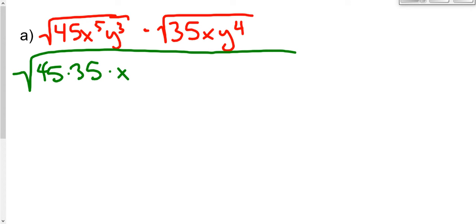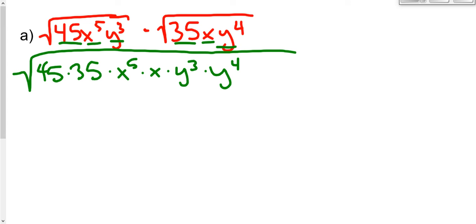And I'm going to go ahead and combine my terms one at a time. So I've combined my coefficients. I'm going to go ahead and combine my x's. I'm just going to write them side by side. X to the 5th times x. And then y cubed times y to the 4th. It's going to help me keep everything organized. So I'm going to put my coefficients together, my x's together, and my y's together.